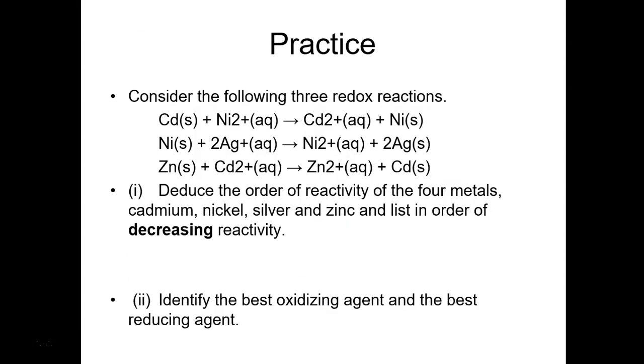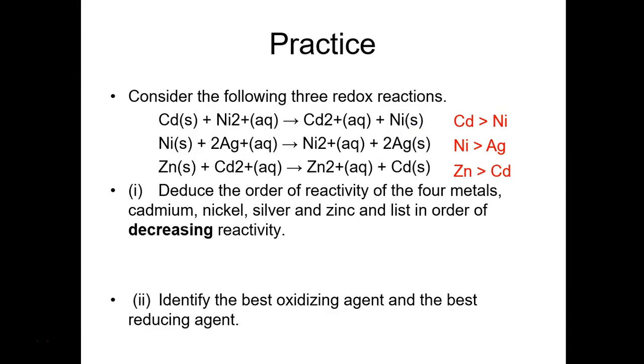Okay, so let's do a little practice. We have 3 reactions here, and it wants us to use the results of those reactions to determine an activity series for those metals. All right, so let's go ahead and look at each individual reaction. I see the first one, cadmium is reacting with nickel ions and forming cadmium ions. Because that's true, we can infer that cadmium is more reactive than nickel. In the next one, we see nickel reacting with silver ions to produce nickel ions and silver. So we can say that nickel is more reactive than silver. Finally, we have zinc reacting with cadmium ions to form zinc ions and cadmium, so we can say that zinc is more reactive than cadmium.